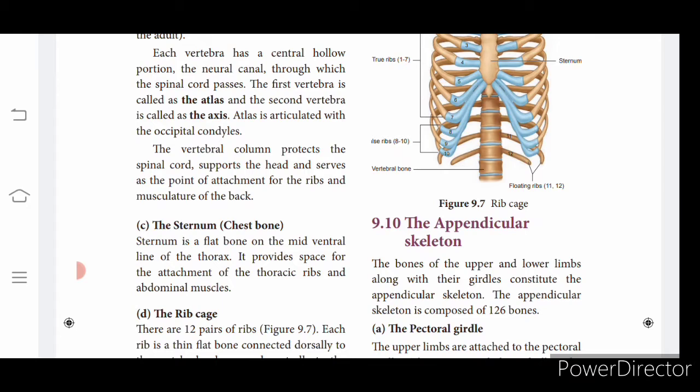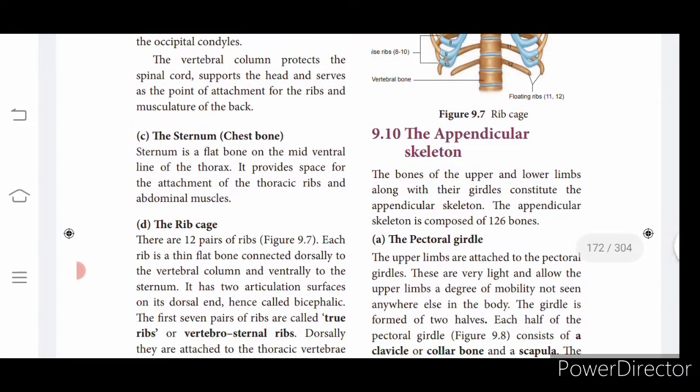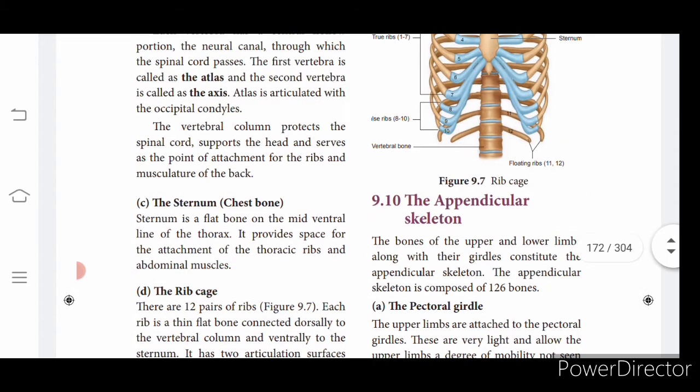This is important. The first vertebra is called the atlas. The second vertebra is called the axis. The atlas is articulated with the occipital condyles.